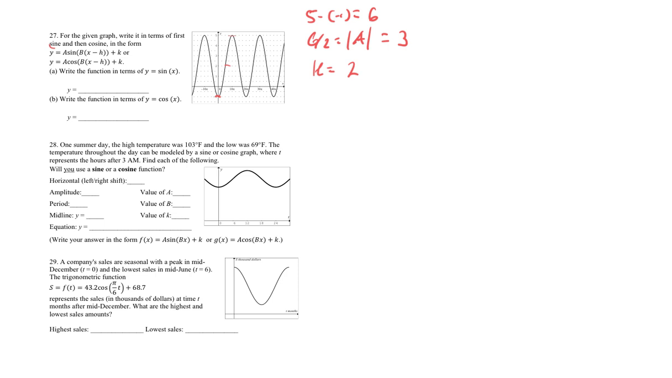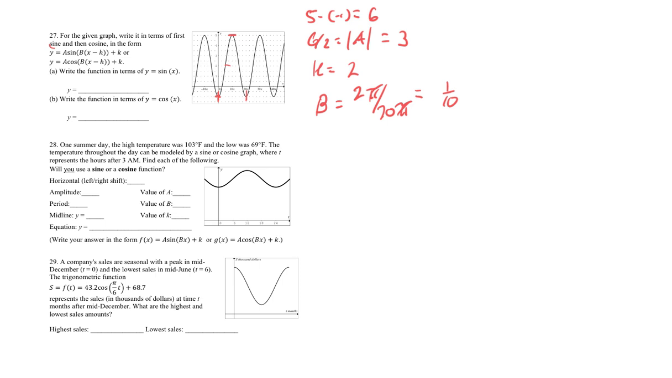Next we can go on to our B value, which we can find here: we start at 0, and we end at 20 pi. So our B will be 2 pi divided by that trough to trough distance, which is 20 pi. The pi's cancel out. 2 divided by 20 is 1/10.